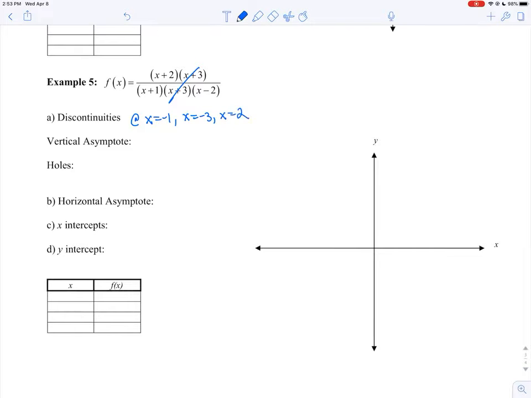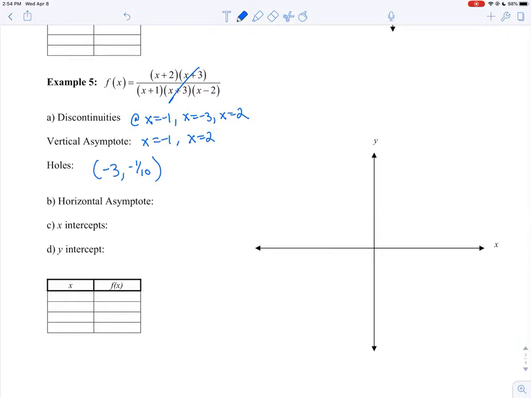Let's break down which ones are vertical asymptotes and which ones are holes. The vertical asymptotes are the ones that remain, so x equals -1 and x equals 2. The hole in the graph is the one that got crossed out, so that's our -3. If we plug that in, it comes out to -1/10. I know I'm going a little quick on where those are coming from, but I just did them previously. What I'm doing is taking that -3 and plugging it in for my x values in the simplified version to get the corresponding y.